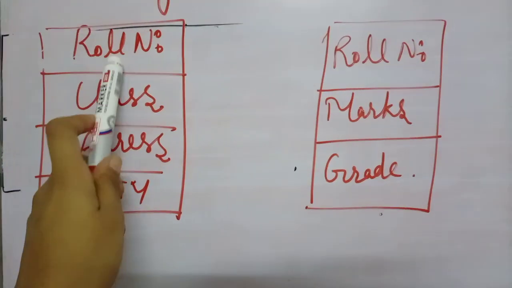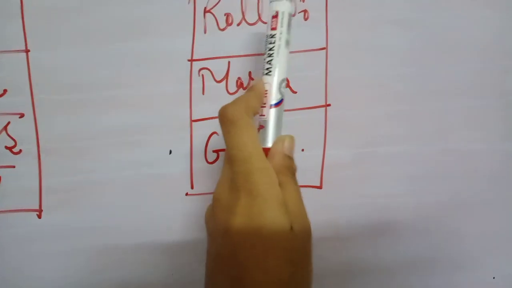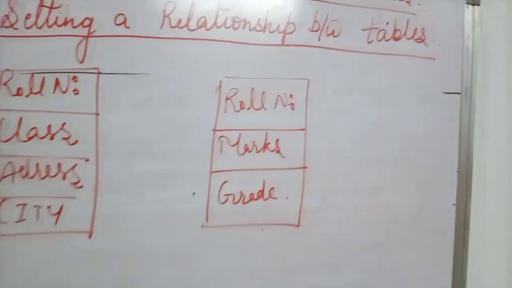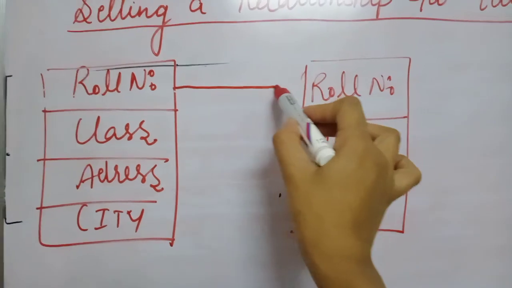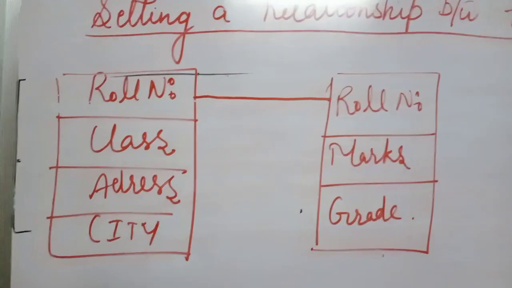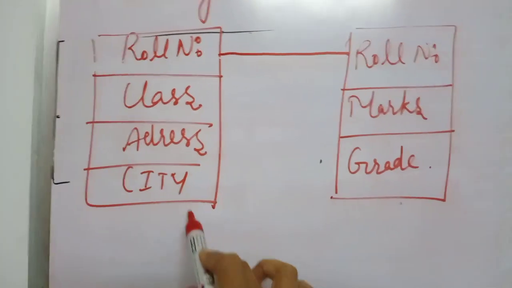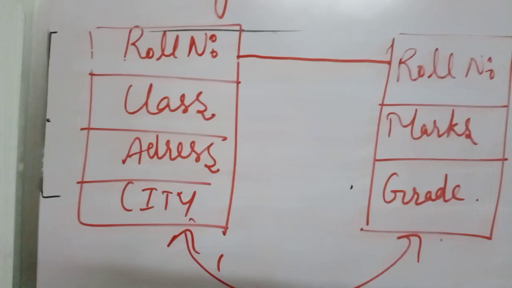Now we will click here and drag this roll number from here and drop it over here. Whenever you do this drag and drop, you will see a line exists between these two tables like this. Whenever this line exists, it means it has created a relationship between these two tables.